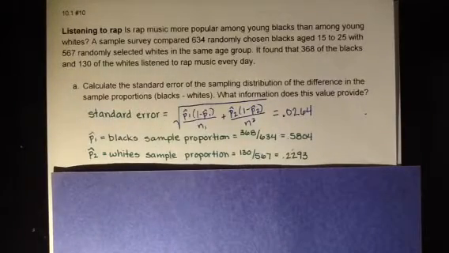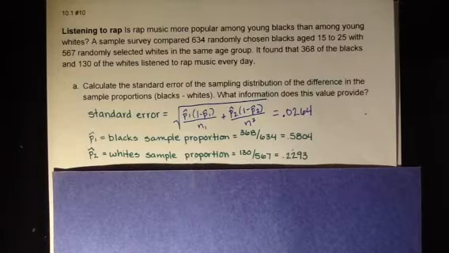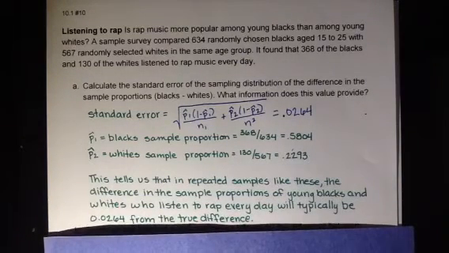So the other part of the question was, what information does this value provide? Now we're looking at our standard error. Remember, standard error is a standard deviation, so it should be the same interpretation that we've given all standard deviations. It's just now we're dealing with the difference in population proportions. So this tells us that in repeated samples like these, the difference in the sample proportions of young blacks and young whites who listen to rap every day will typically be 0.0264 from the true difference. The true difference is what would be essentially our mean. Standard deviation is always a distance from our mean. We're just dealing with the context of this problem.